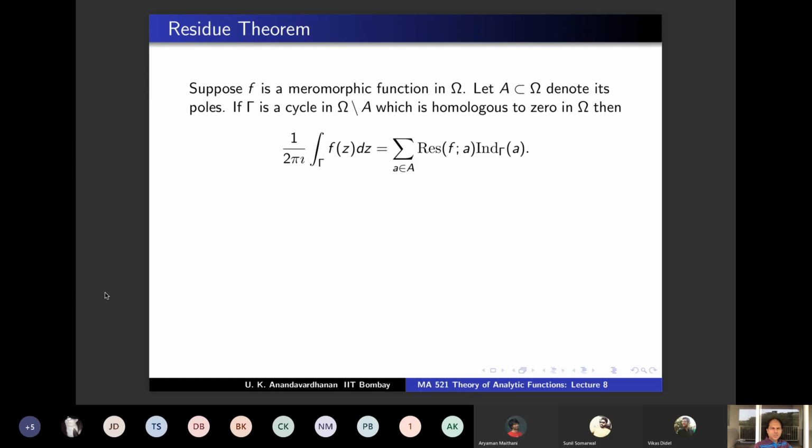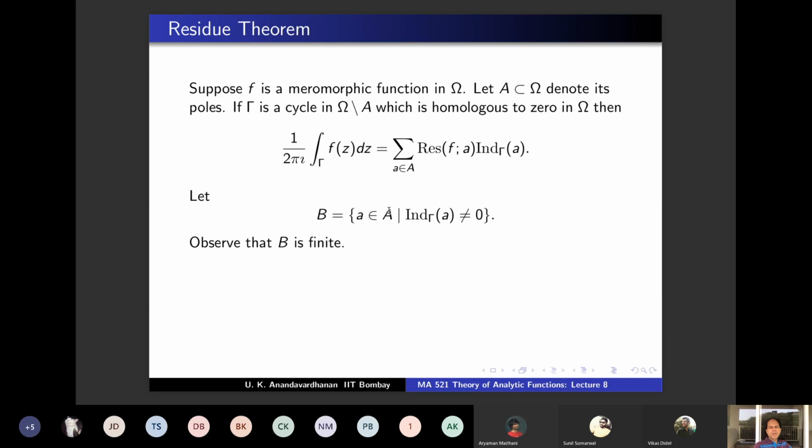So the first observation to make is about this sum. It looks like an infinite sum because the set of poles may be infinite. But the first observation is that the only points that matter here are those where the index is non-zero, because if the index is 0, that term disappears. If you take the points such that the index is non-zero, then such a set is finite. Therefore, this is actually a finite sum. Therefore, summing up is not a problem. So why is this set finite?